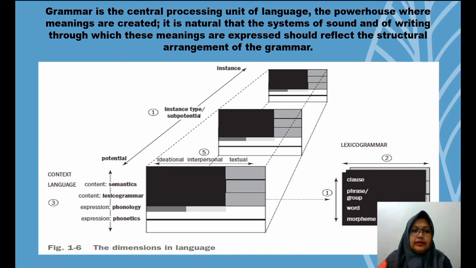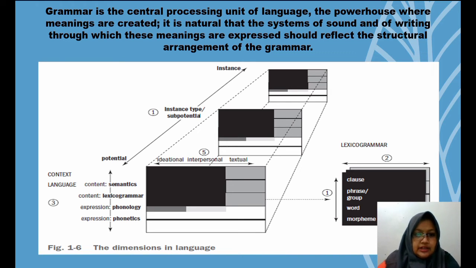Next, the grammar is the central processing unit of language, the powerhouse where meanings are created. It is natural that the systems of sound and of writing through which these meanings are expressed should reflect the structural arrangement of the grammar. We can see from this figure 1.6 the dimensions in language.